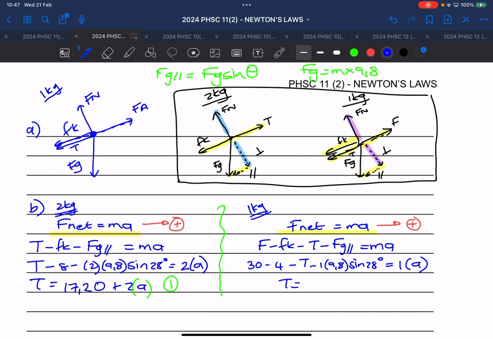Right, on the other side, what do you get? T is equal to what? 21.40. I get 21. Did you say 30 minus 4 minus that business? And you got?